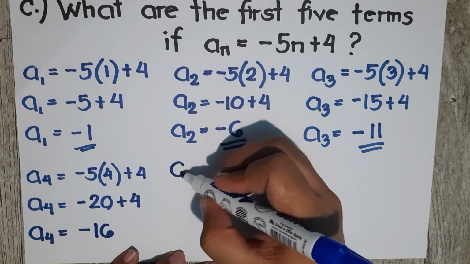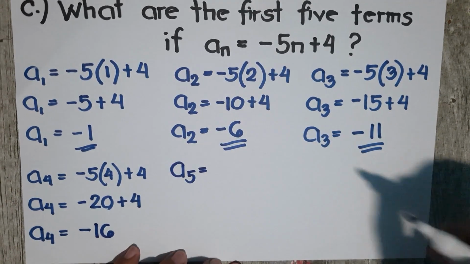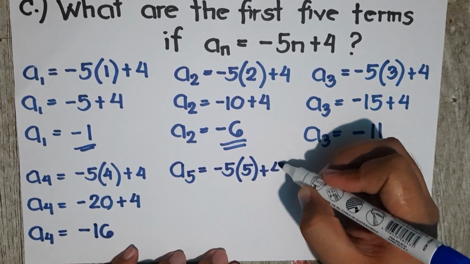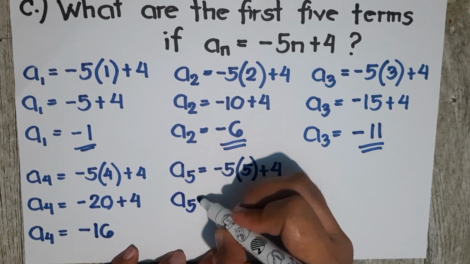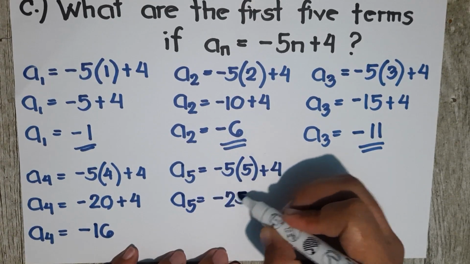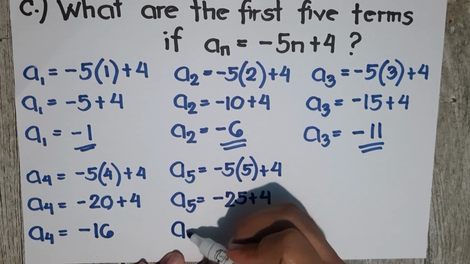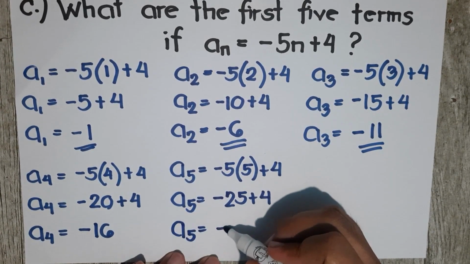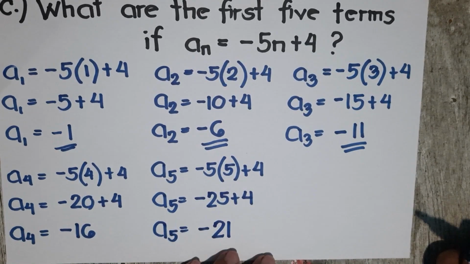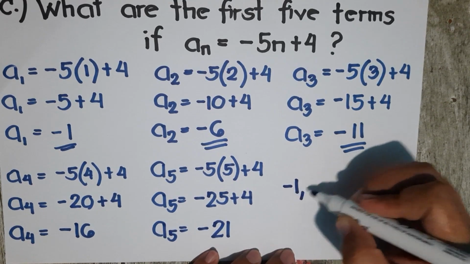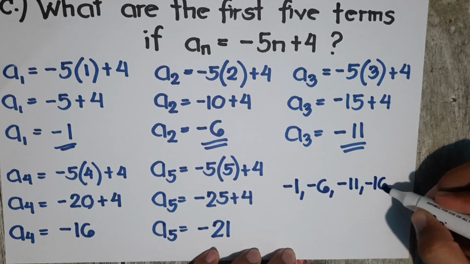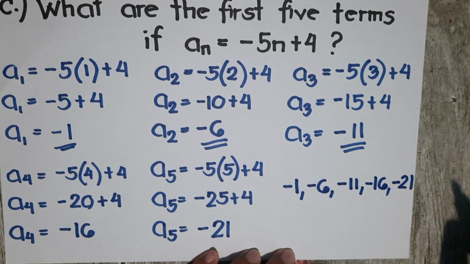And finally, for our fifth term, we have a sub 5 is equal to negative 5 times 5 plus 4. A sub 5 is equal to negative 5 times 5 will give us negative 25 plus 4. So a sub 5 is equal to negative 21. So the first 5 terms of our sequence based on this given nth term are negative 1, negative 6, negative 11, negative 16, and negative 21.